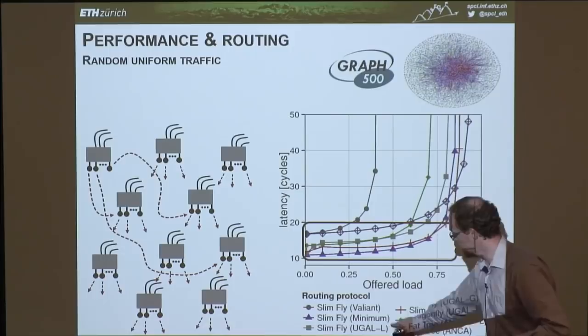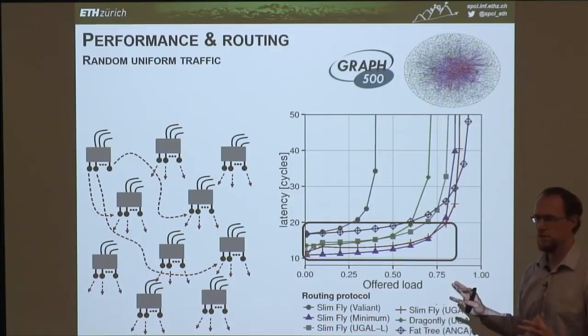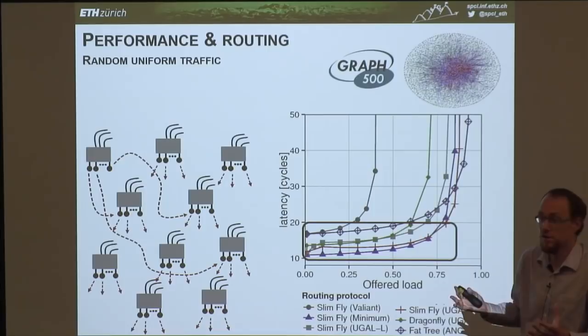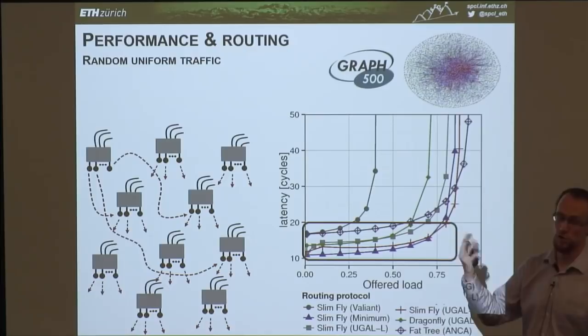Local only assumes local knowledge of the switch. Global is kind of unreasonable because it assumes that you know all the other switches' state in the network when making a routing decision, which of course you don't. But they use this in the thesis of the student just to get the upper bound. I mean, what if we would know? This is why we didn't consider it.